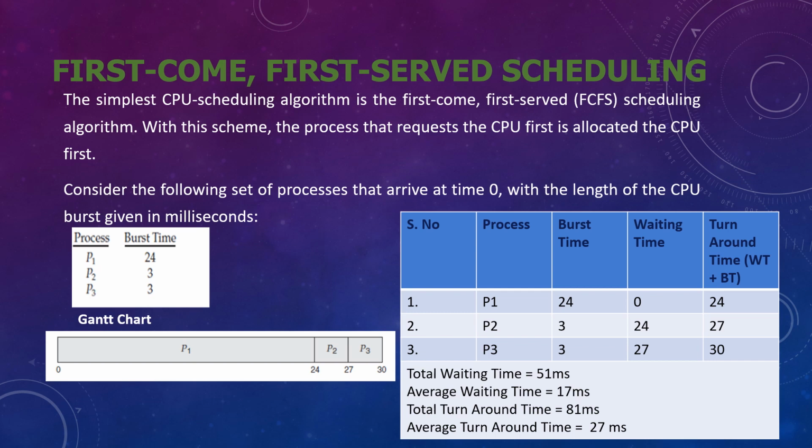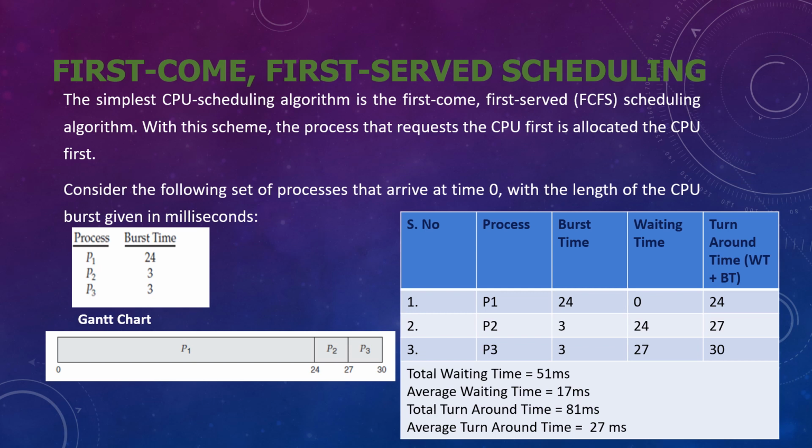And process P1 leaves the CPU at 24th millisecond, and now the next process which is kept waiting in the queue is P2. Now P2 enters. So P2 has waited in the ready queue for 24 milliseconds of time. Then you can consider P3. So P3 enters into the CPU at the 27th millisecond of time. So we keep the waiting time for P3 as 27.